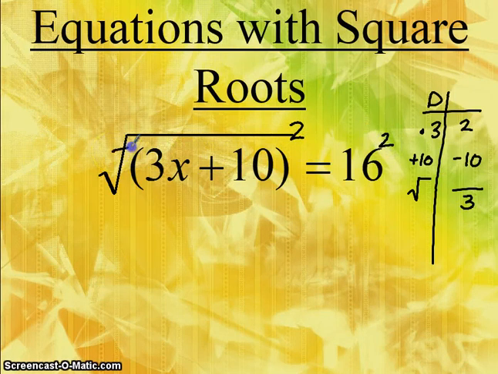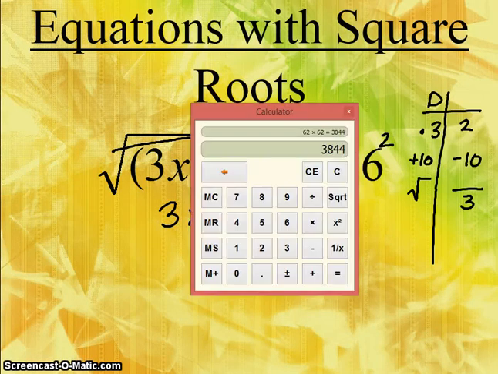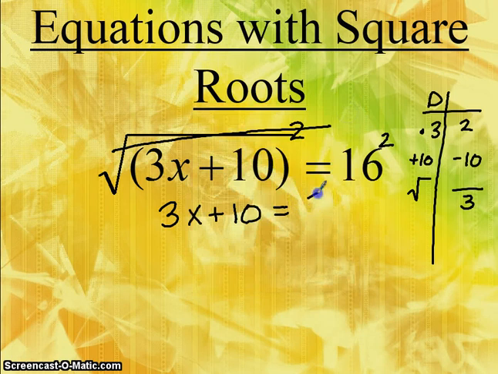The square and the square root will eliminate since they're inverse operations. We'll get 3x plus 10 equals 16 squared. 16 times 16 is 256.